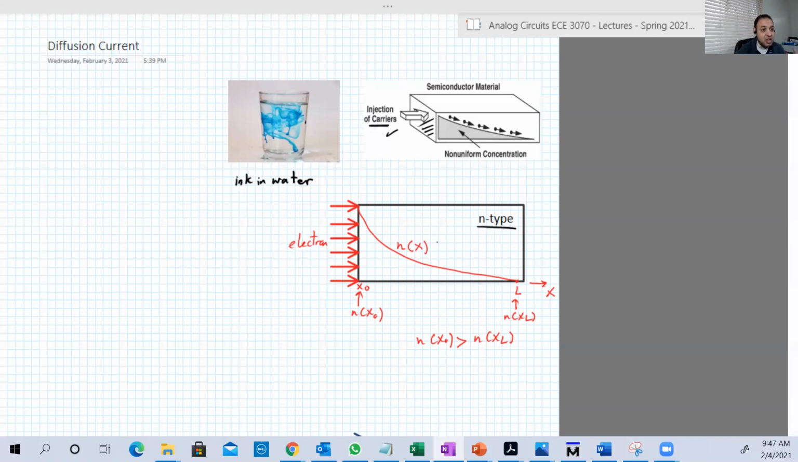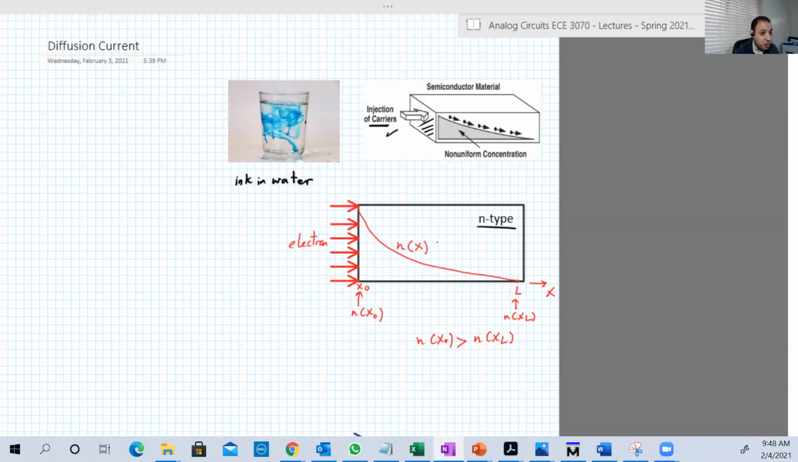Previously, I said that we always assumed a uniform distribution, so n is independent of x. At any x, if you measure the density of the electrons, for example, it will be the same: at x equal to 0, at x equal to L, everywhere it's the same. But here, no.